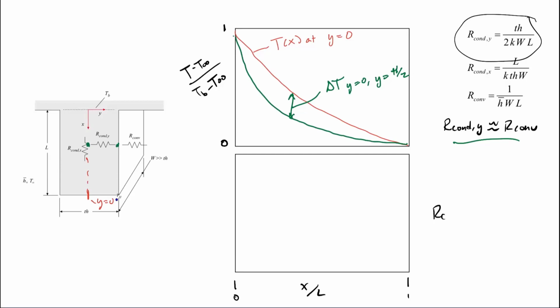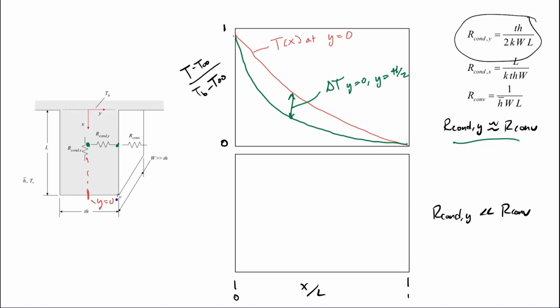What about the case where our conduction in y is much less than our convection? That's saying that the resistance to conduction in the y direction is really low. It's really good at taking heat from that center line and moving it out to the surface. But when it hits the surface, there's a big impedance, a big resistance in the way of getting from the surface to the surroundings. So all the temperature drop is going to be happening outside of the domain.